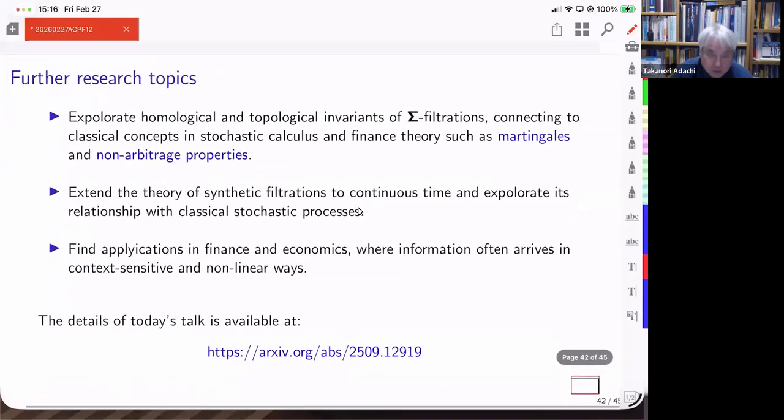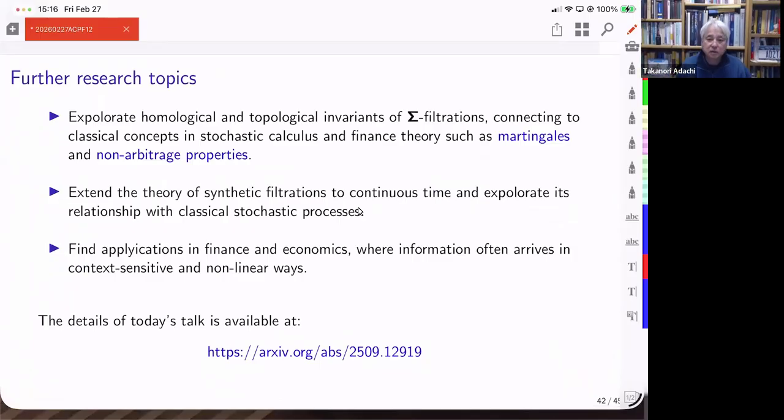We have some further research topics. We want to explore the homological and topological invariance of sigma filtrations, connecting to classical concepts in stochastic calculus and financial theory, such as martingales and non-arbitrage properties. If I have time, I will explain this martingales part. The non-arbitrage properties are still ongoing research now.